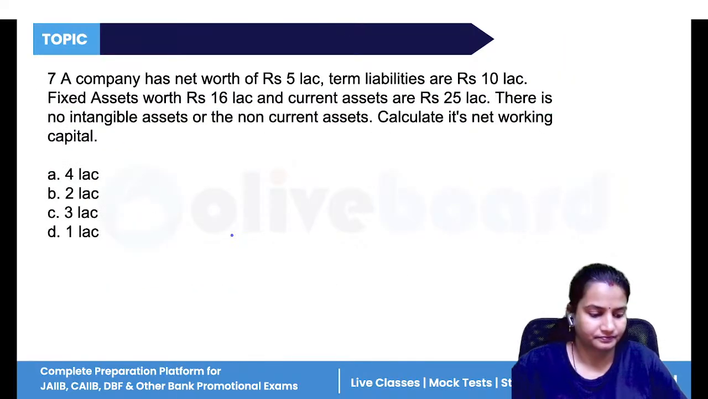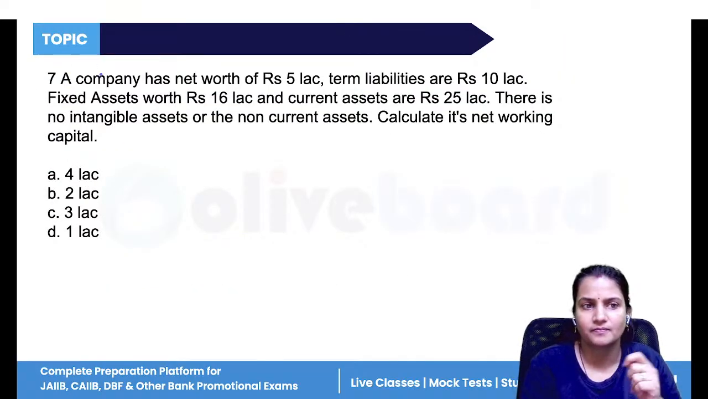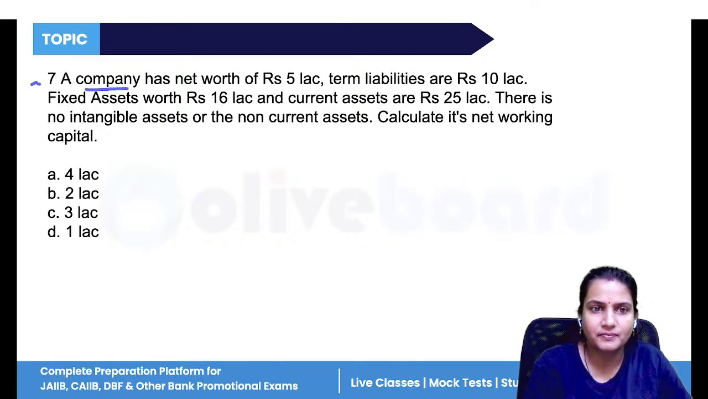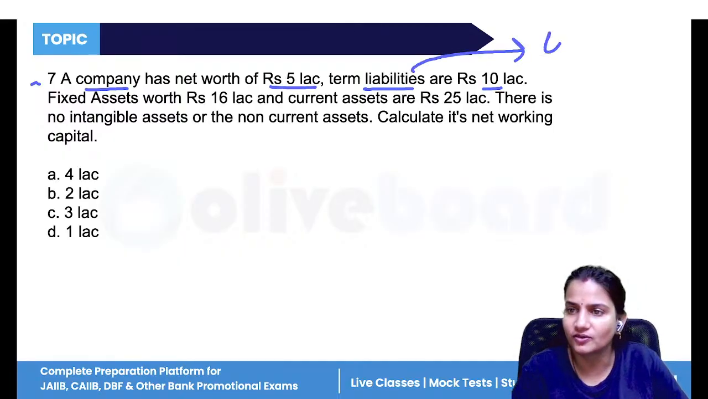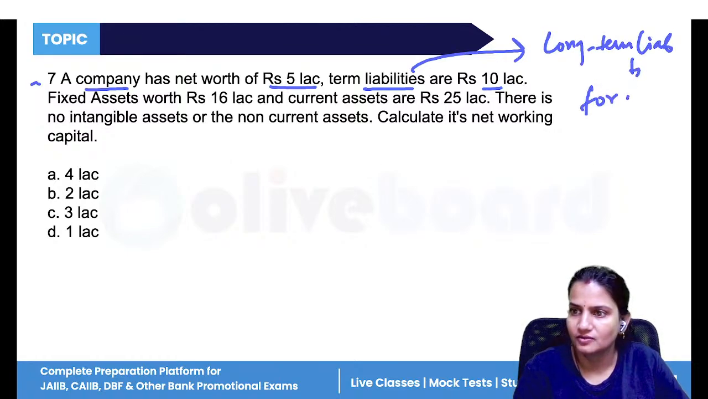Done. Now, next question. So let's do one practical question also now. This is the numerical question. What the question says: a company has net worth of 5 lakh. Okay. Term liabilities 10 lakh. Now, what are term liabilities? Long-term liabilities that are for more than a year.